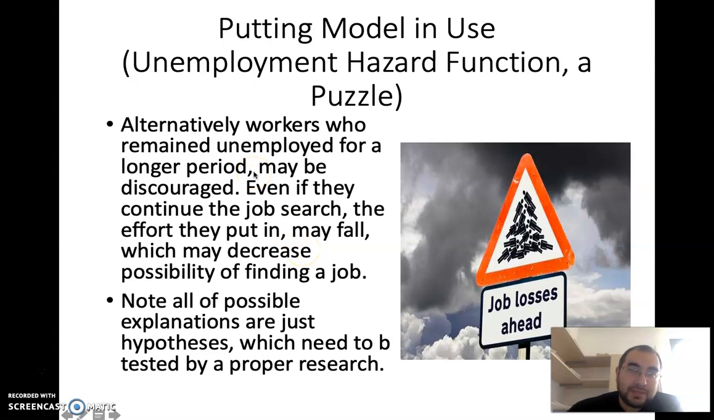So this is an alternative explanation. If you look for a job for a longer period, you might be discouraged. So your effort to find a job might decrease, even though you might be continuing to look for the job. So which one of these hypotheses is true? We need to do further research to find out.